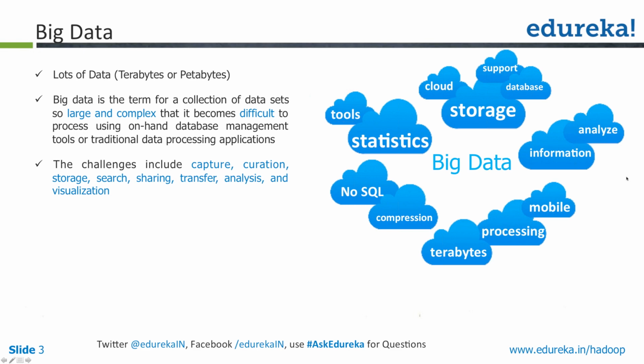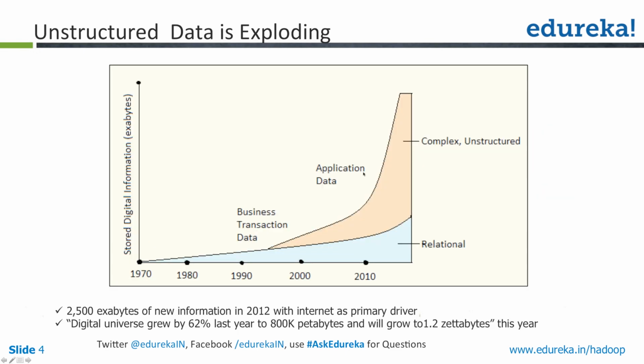Okay, so now, what is this unstructured data, and why has it become so popular now? If you look at this plot, it shows that during the 90s, you mostly had relational data. Relational data refers to data which is structured and can be stored in a table structure.